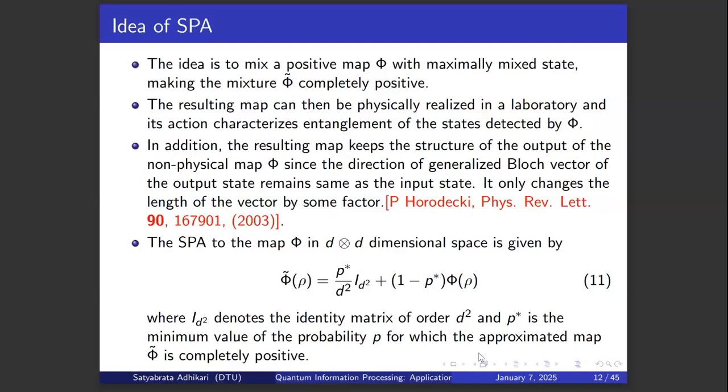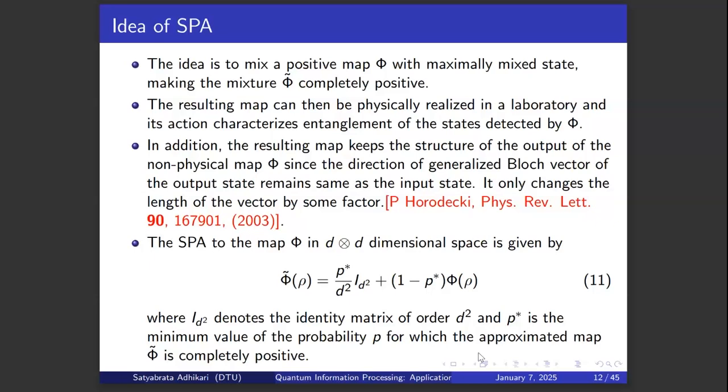Okay, so Horodecki and Ekert derived this critical value of P for which this will become a completely positive map. So this means that we are now in a position to make a positive map into a completely positive map. Okay, so now we are done. Now the second thing is, can we realize it in the experiment? Yes, we can realize it in the experiment, because the resulting map is a completely positive map.